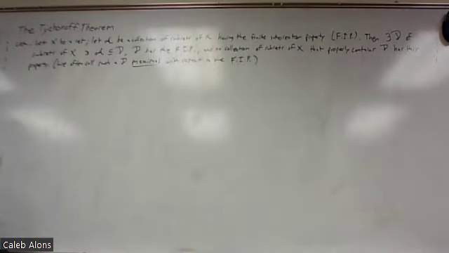Okay, so here's the gist of the proof. We want to be able to take an arbitrary product of compact spaces and get a compact space. We're going to do it through the closed form construction of compactness.